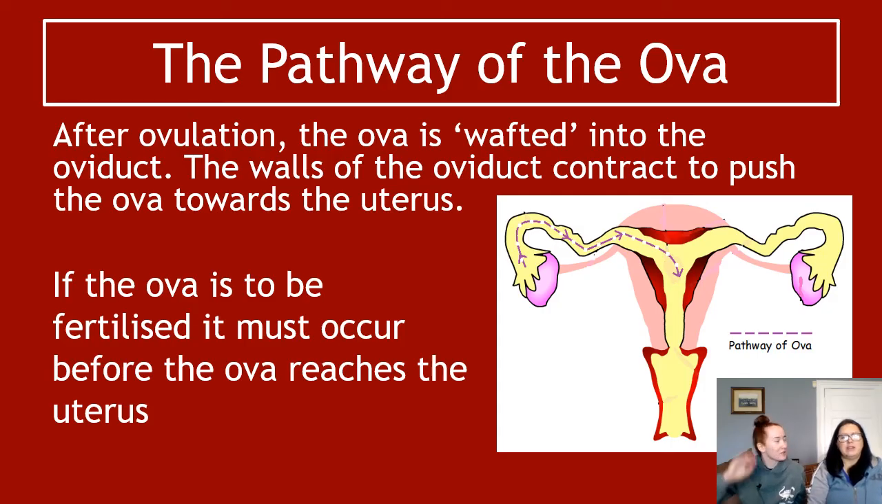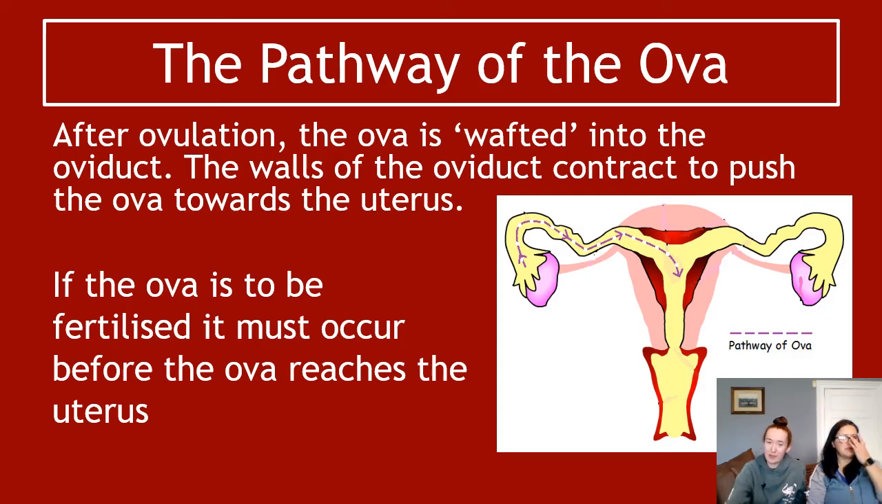It's kind of fanned into it. I don't really know. Wafted is the appropriate word. There's these tiny things called fimbriae, but you don't need to know about them. Wafted is the best word. And then the walls of the oviduct contract. So like all your muscles, you'd say contract. So they contract behind it to push the ova towards the uterus. A bit like peristalsis, but with an ova and an oviduct instead of food in your gullet.